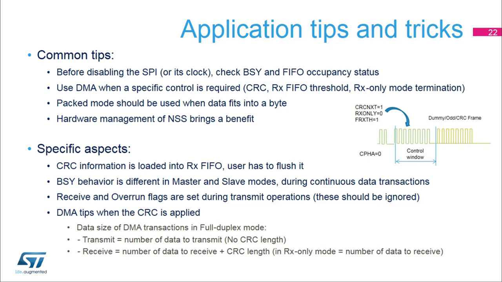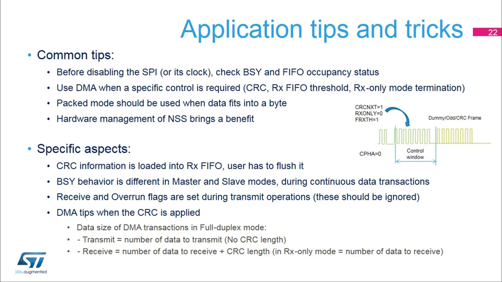Hardware management of slave select signal is not quite necessary in a single master, single slave pair, but it can help synchronize the data flow and prevent conflicts in a multi-master system. There are some additional specific aspects which should be taken into account when designing an SPI network. The receiver always loads CRC information into the receive FIFO. The user has to account for this in the buffer and flush it.